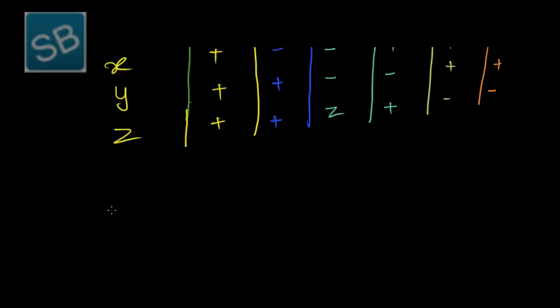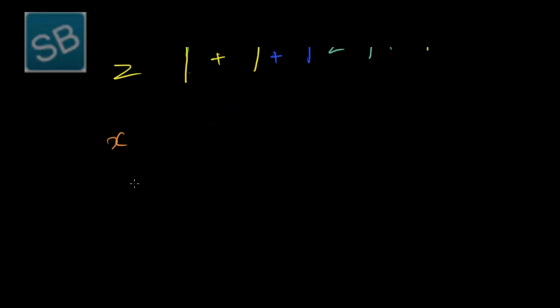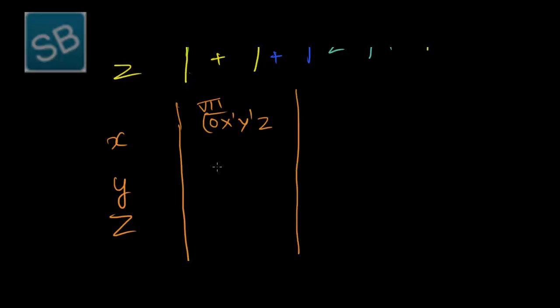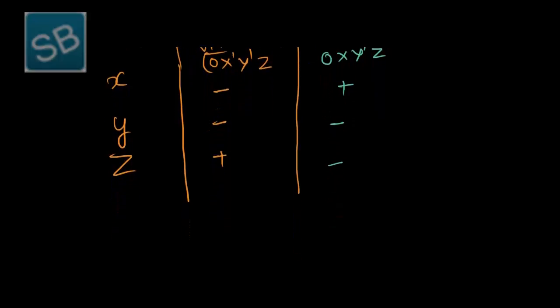Now again x, y and z, and the seventh octant is OX'Y'Z, that is negative, negative and positive. And the last one is the eighth octant, OXY'Z', that is positive, negative, negative. So by taking these facts into consideration, we can locate a point in a particular octant and describe its position.